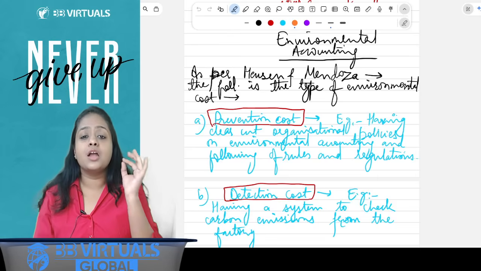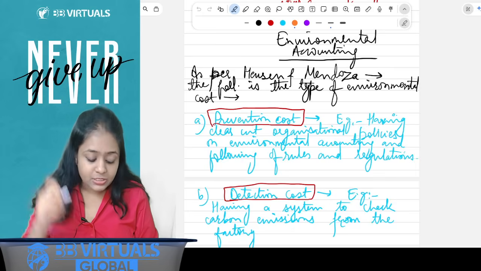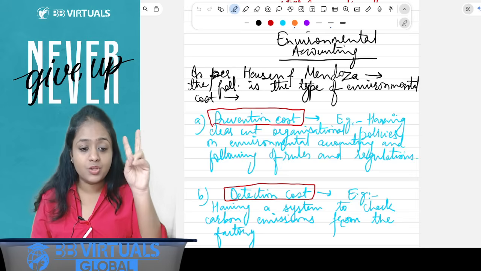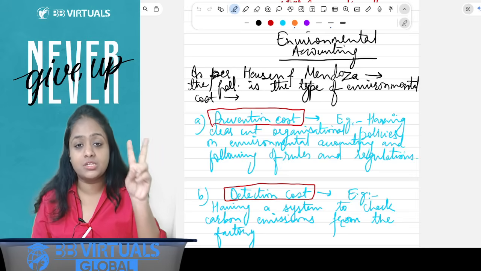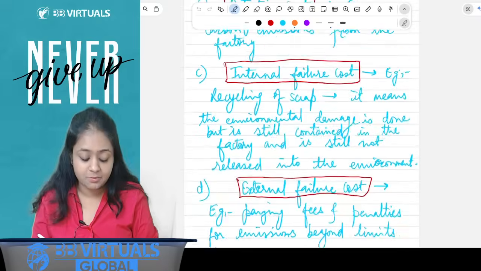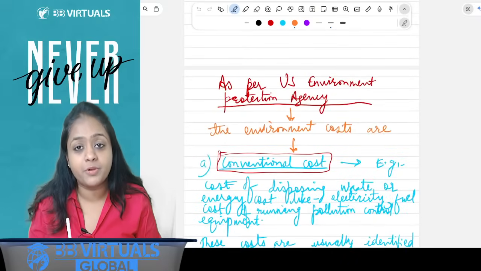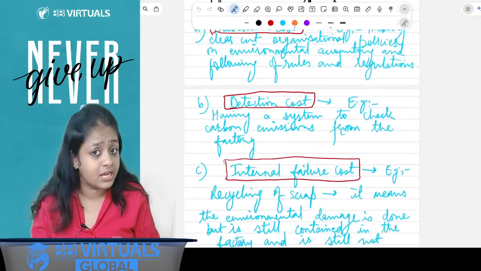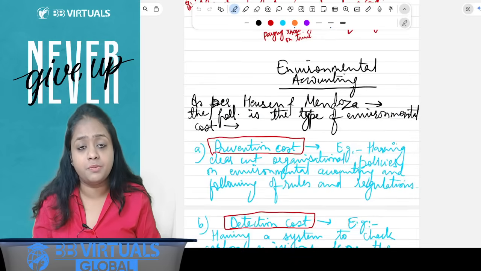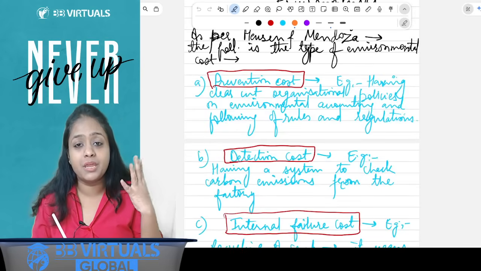This is a topic that you will obviously look for in your exam. As per Henson and Mendoza, there are two types of environmental cost categories. One is given by Henson and Mendoza, and the second one is given by the US Environmental Protection Agency. Both are very important. Henson and Mendoza typically talked about the environmental costs being divided into four main categories.